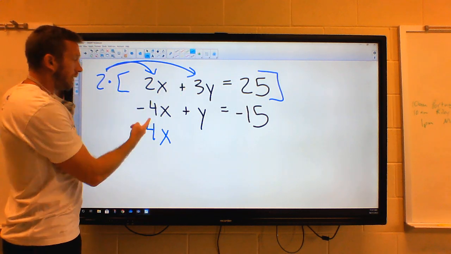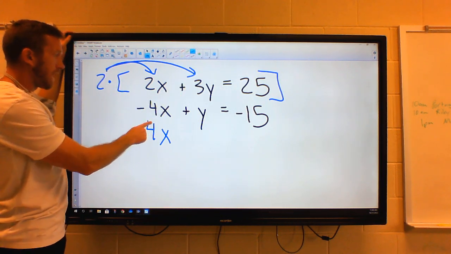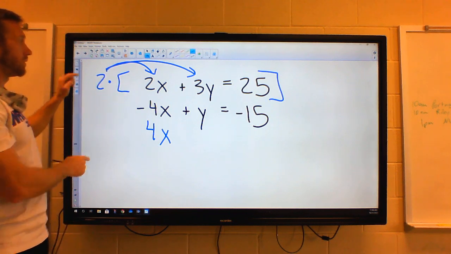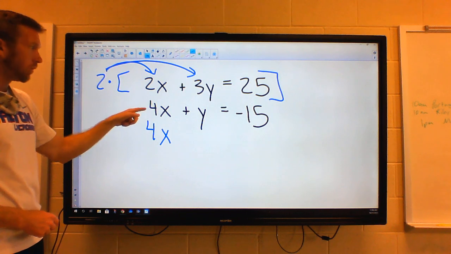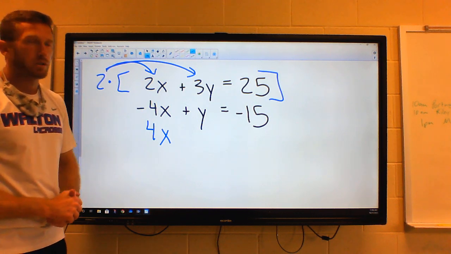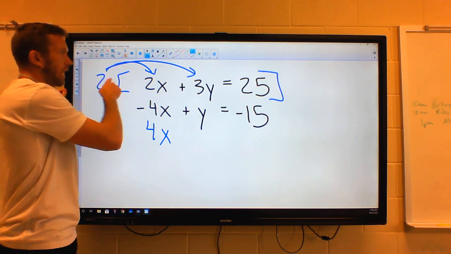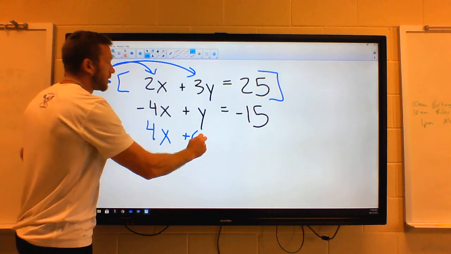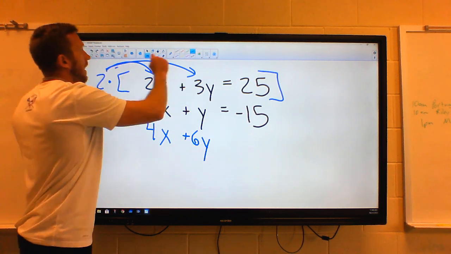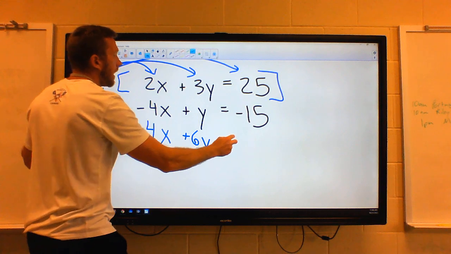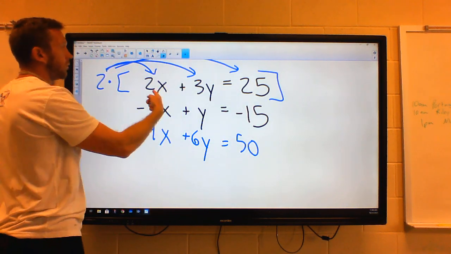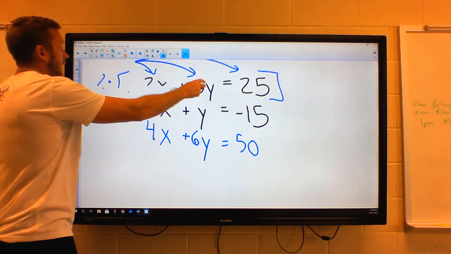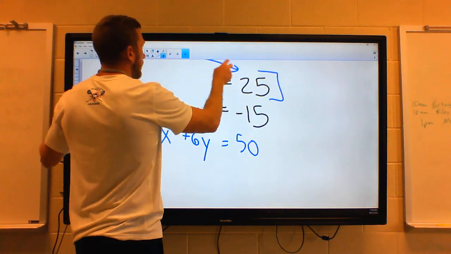The nice thing about 4x is now we've got 4x and negative 4x. That's why I chose the number 2, because it allows one of our variables to have equal but opposite coefficients. I also have to multiply the 2 to this 3y to create 6y, and then I also have to multiply it to this 25 to create 50. So I've taken this original equation and completely rewritten it.